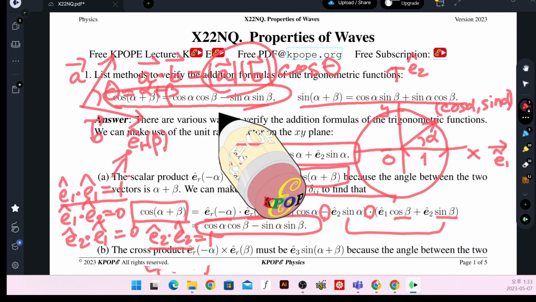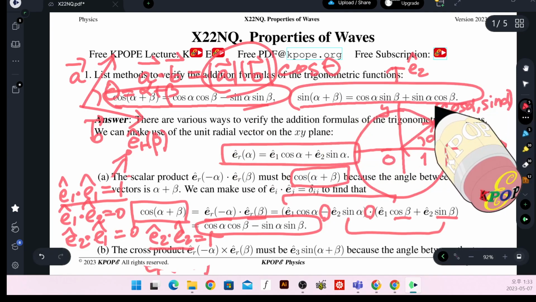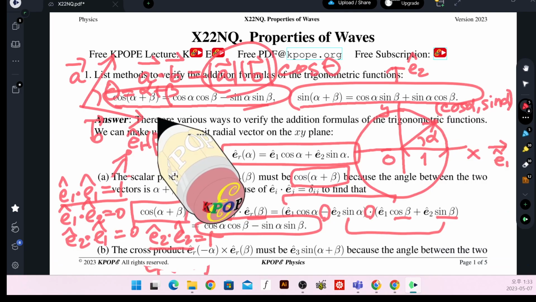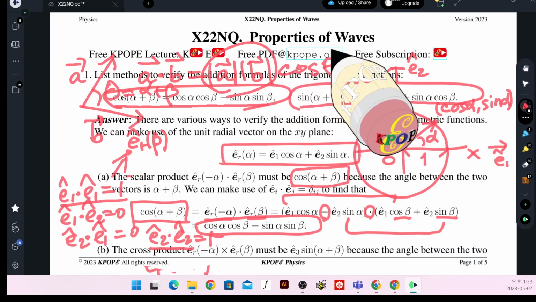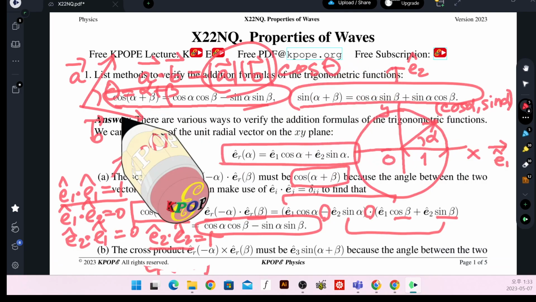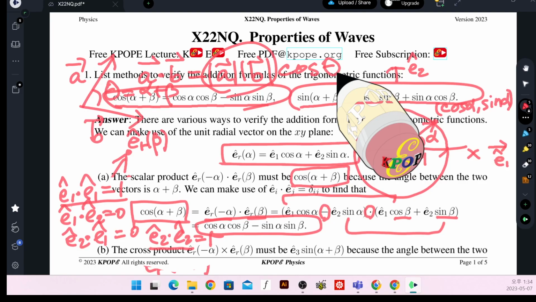Next, we consider the addition formula for sine. Because the scalar product involves the cosine of the angle between the two vectors, and the cross product of A and B corresponds to the sine of theta, now we consider not the scalar product, but the vector product or cross product of the two vectors.